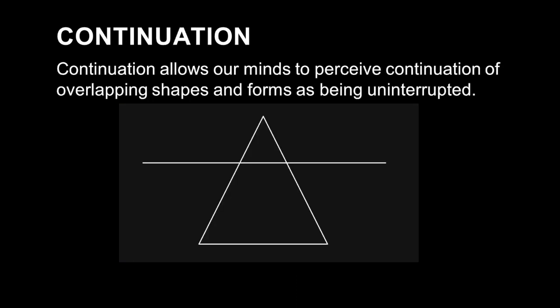And finally, continuation allows our minds to perceive overlapping shapes and forms as being uninterrupted. For instance, when we look at this triangle with a line through it, we perceive it as a triangle with a line through it. We don't perceive it as a trapezoid adhered to a line with a triangle on top, and we don't view it as one line here with a missing segment right here that this line cuts through. Generally, we look at this and we say, hey, it's a line on top of a triangle, and that's continuation.